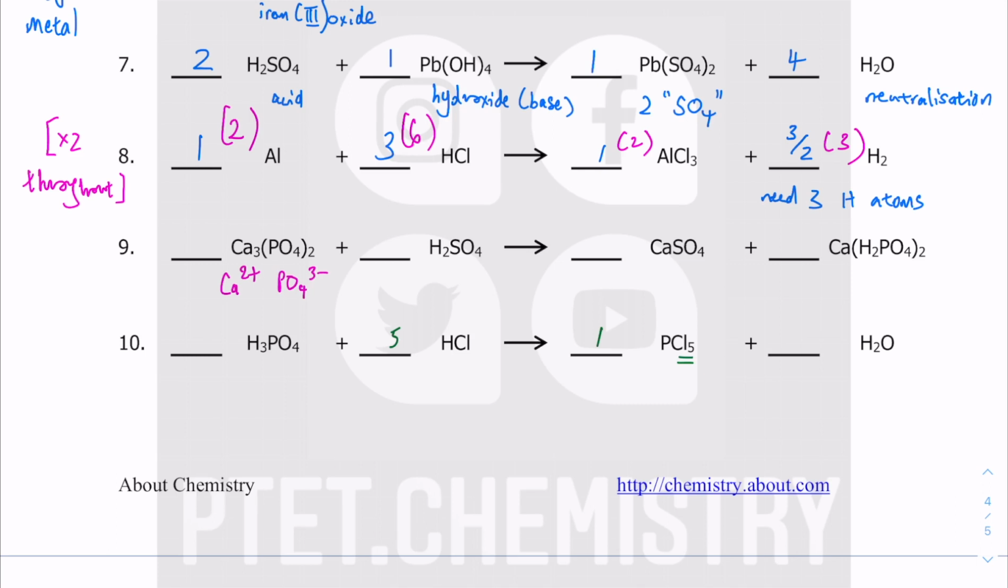What's the next one? If I have 1 of the P, that means 1 P will come from 1 P as well. So 1 times 1 phosphorus gives you 1 phosphorus. Let's think about the hydrogen. 1 times 3 is 3 hydrogen, 5 times 1 is 5 hydrogen, 5 plus 3 is 8 hydrogen. I need 8 hydrogen from the water, so I have 4 H2O. 4 times 2 is 8 hydrogen. I've got 4 oxygen, 1 times 4 is 4 oxygen, so this equation is balanced.